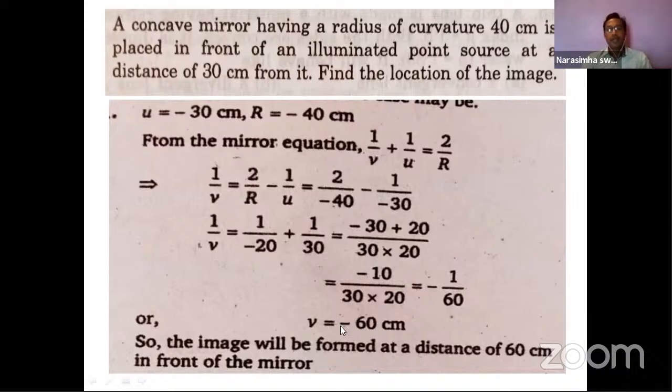So what does the minus sign mean here? It is the left side of the mirror, because it's a concave mirror. I'm taking a number of models because if you refer to old papers, either NEET or MHT-CET, most of the problems will be asked from these plane mirror, mirror and lens concepts.